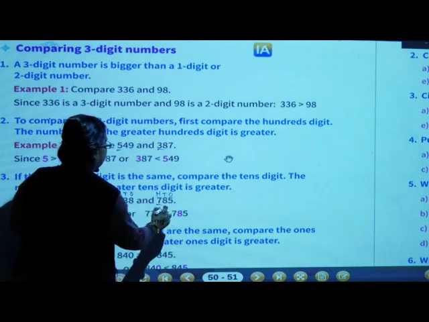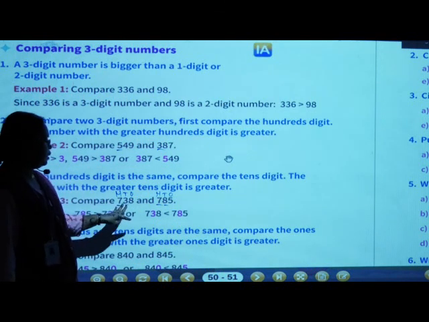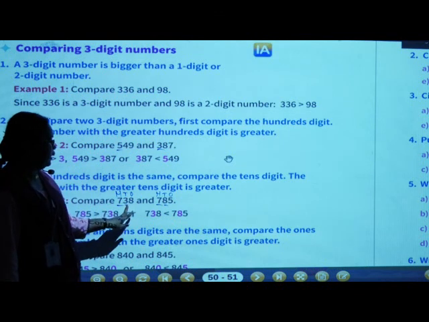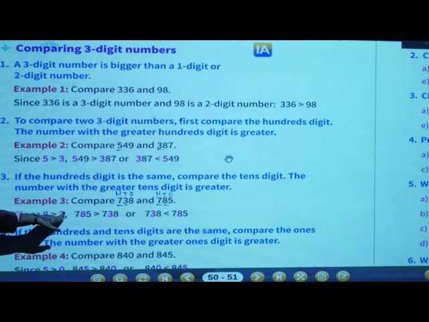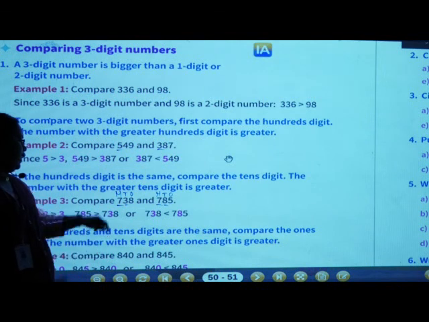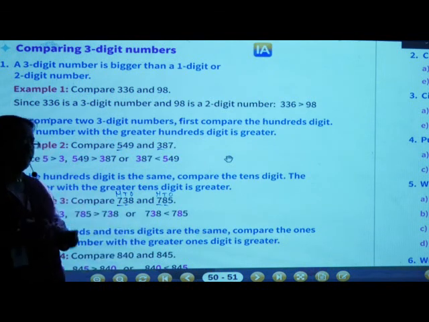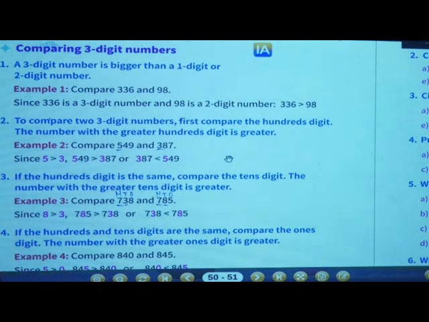Now the hundreds is the same in both numbers, so you will take tens. 3 tens, 8 tens. So 8 is greater than 3, that is, 785 is greater than 738, or 738 is smaller than 785. Okay, the next one.